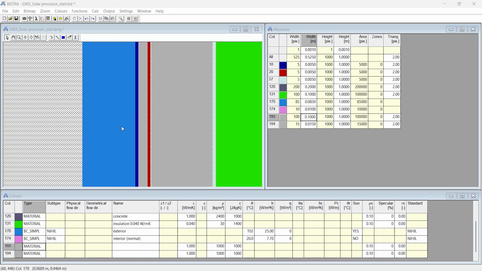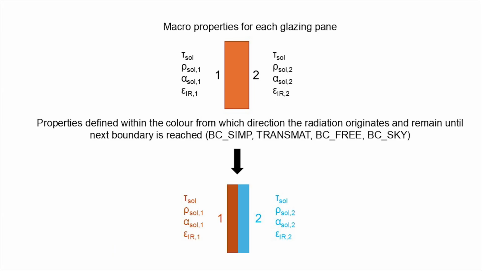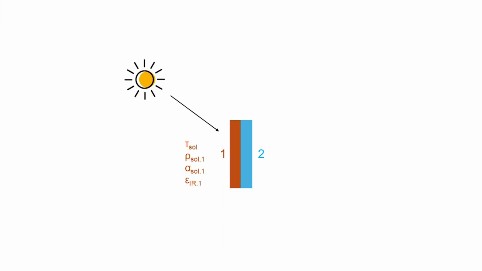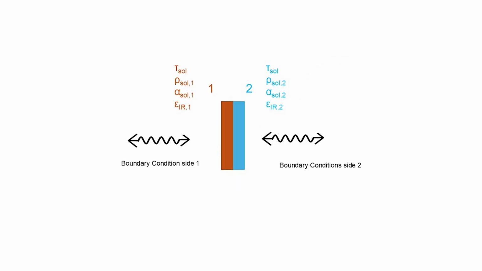We now zoom into the glass at the macro level. We can subdivide the glass panel into two sides to assign distinct properties for the glass facing the boundary conditions. If the radiation is falling along the direction of side 1, then properties such as solar reflection, absorption, transmission and emissivity for infrared radiation along side 1 will be considered. If the radiation is falling in the direction of side 2, then the corresponding properties of side 2 will be considered. Properties defined within the color from the direction where radiation originates remain until the next boundary is reached.